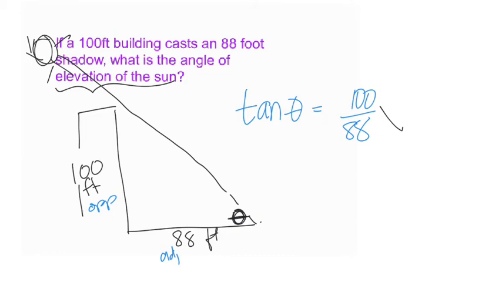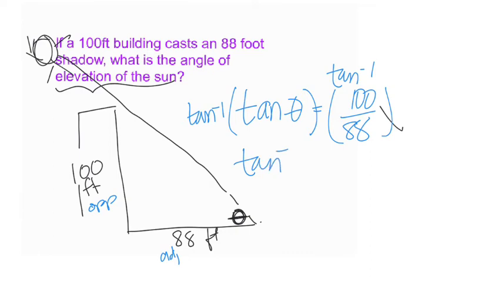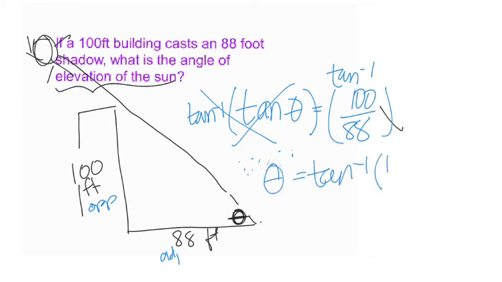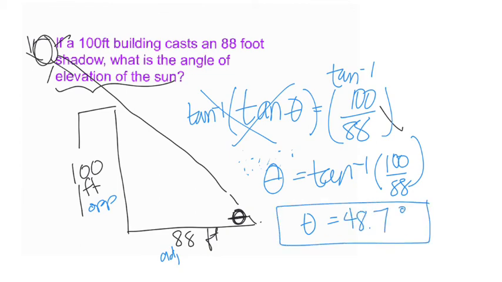Now I want to take the tangent inverse of both sides to find what theta equals. So I have tangent inverse of, oh, these cancel out, I'm sorry. So I'm going to use my eraser here. Over here, all I should have left is theta. So theta equals tangent inverse of 100 over 88. Again, I'm doing this in my calculator. I got that theta equals, is this the same answer? 48.7 degrees. Okay, again, if you got a different answer than me, I could have very well done this wrong.